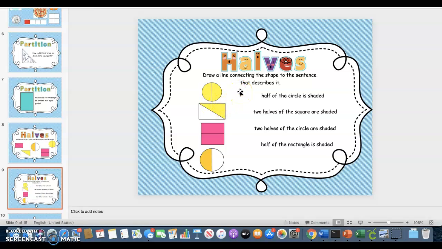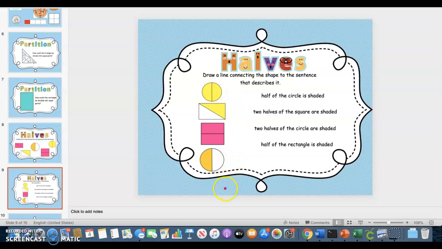So let's practice again. Draw a line connecting the shapes to the sentence that describes it. Let's get my pen out. Half of the circle is shaded. So we know we need to find a circle and only half of it needs to be shaded. Which matches the description, this circle or this circle? Yeah, it's this one because this circle has half of it shaded.